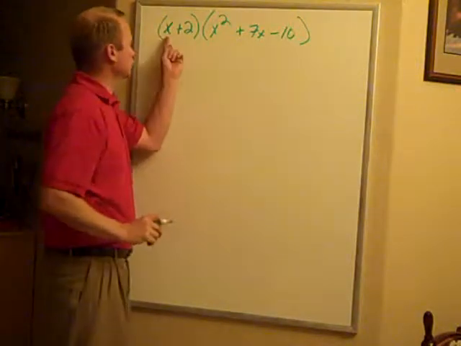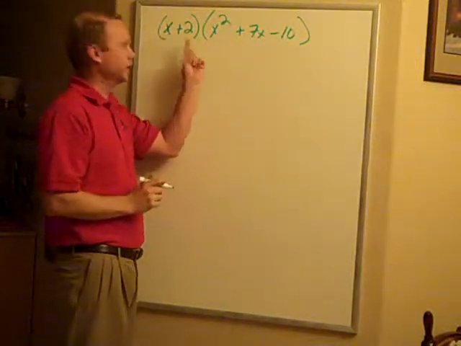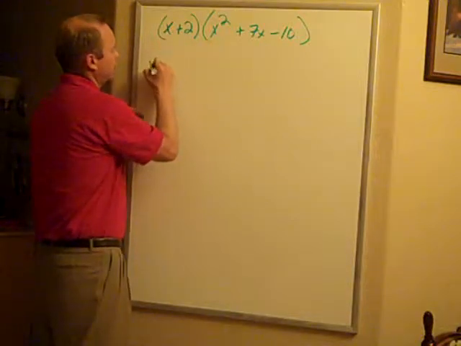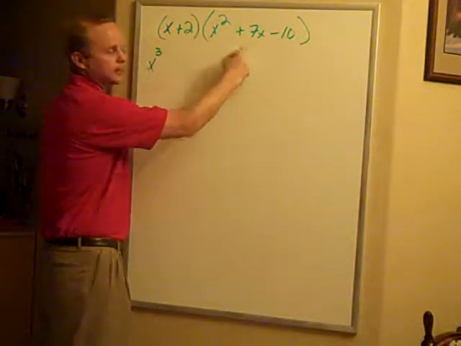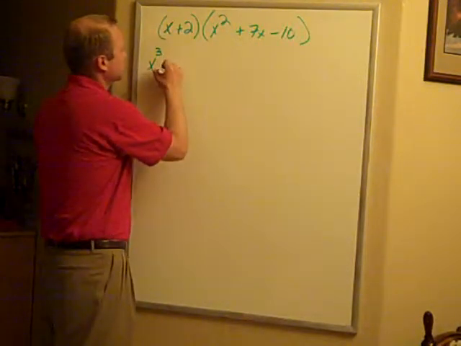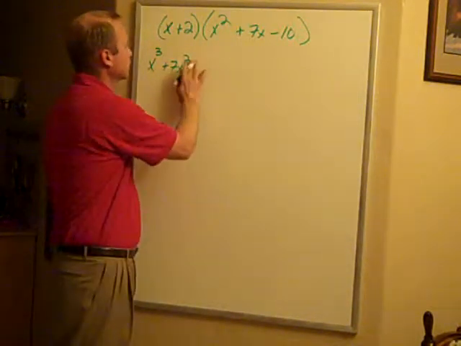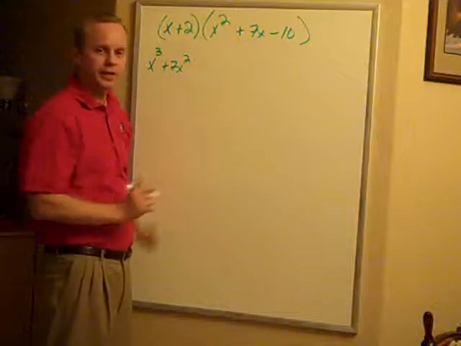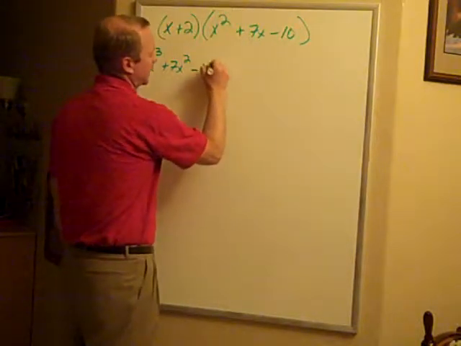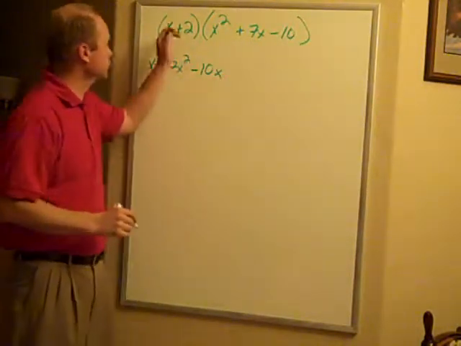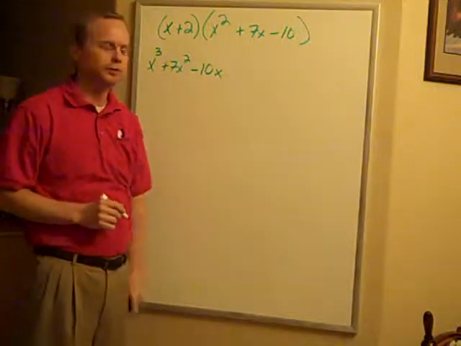So the first thing I'm going to do is I can distribute just this x. x times x squared gives me x cubed. x times 7x gives me plus 7x squared. Okay? Now x times negative 10 gives me negative 10x. Now I've done distributing this x. I've done the x to each one of those.